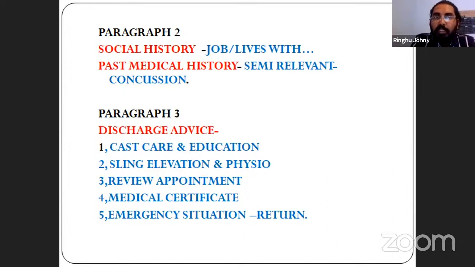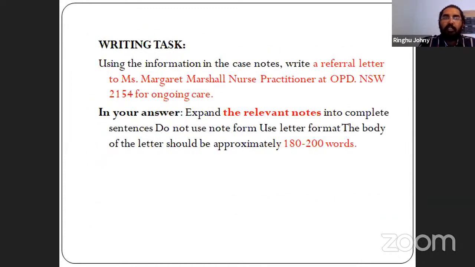Now we're going to write the social history, second paragraph. We can always mix the social history followed by past medical history in the same paragraph, unless there are too many details provided in the letter. For example, the task may say, using the information in the case note, write a referral letter in detail about the present history, past medical history, social history, something like that.